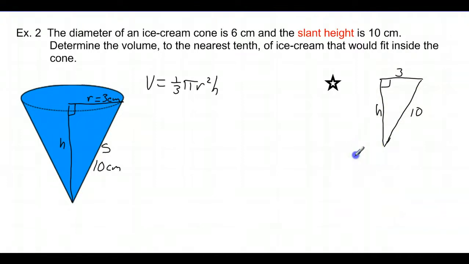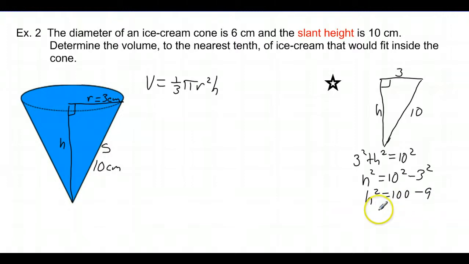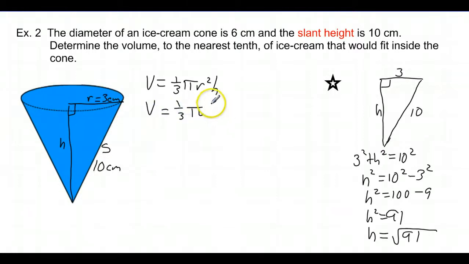So to find the height, we know that 3 squared plus h squared equals 10 squared. H squared will be 10 squared minus 3 squared. H squared is 100 minus 9. H squared is 91. So h is the square root of 91. And now we can go back over here and fill in our values: 1/3 pi, again, pi key, 3 squared, and then root 91.